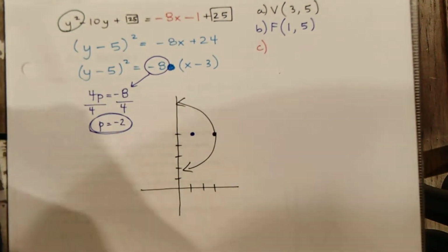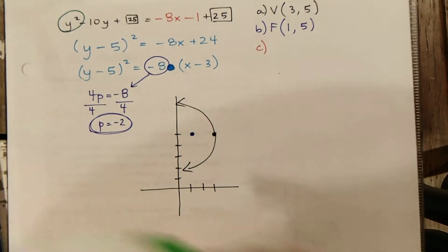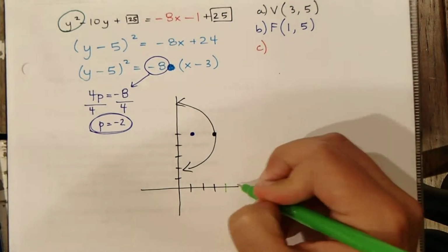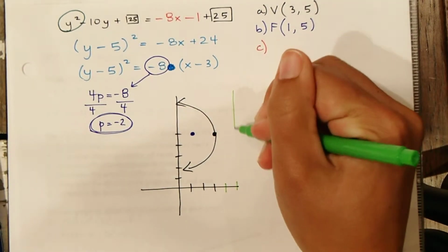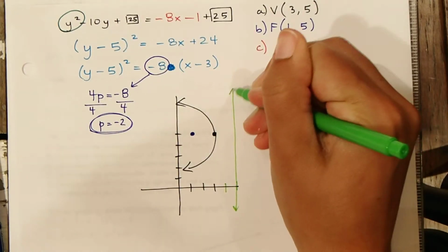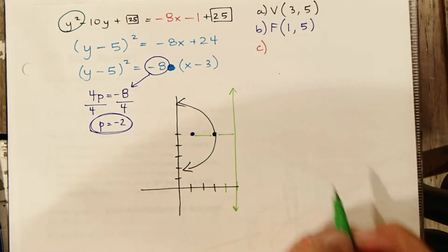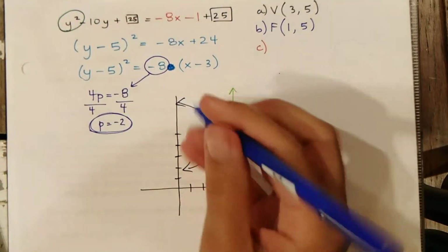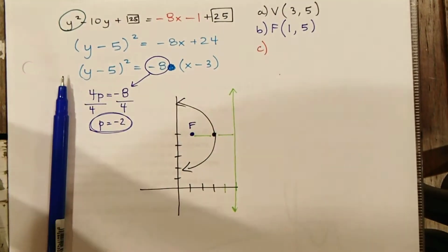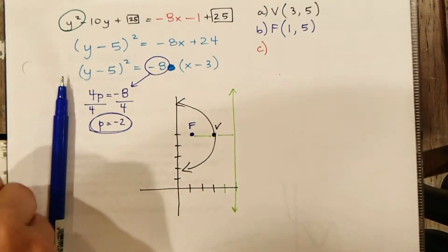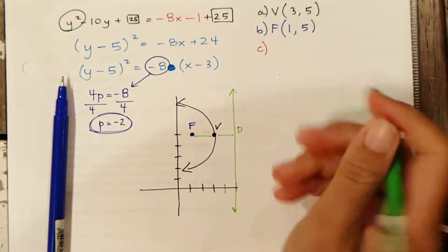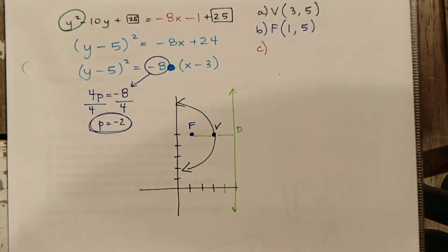And then we can put our directrix in. Just put that line. So we're going to have to go over 2 more to get the directrix line because, like I said, it's the same distance here as it is here. So here was the focus. Here is the vertex. And here is the directrix. Okay. So now let's go back to this equation.